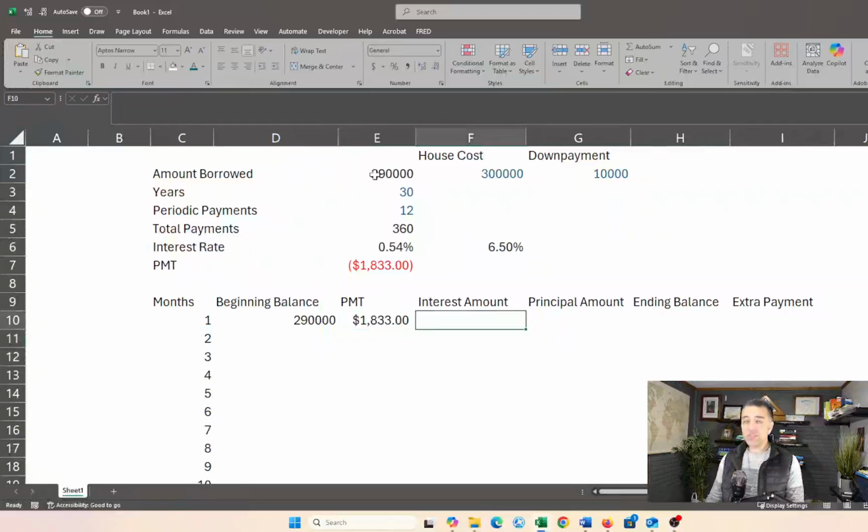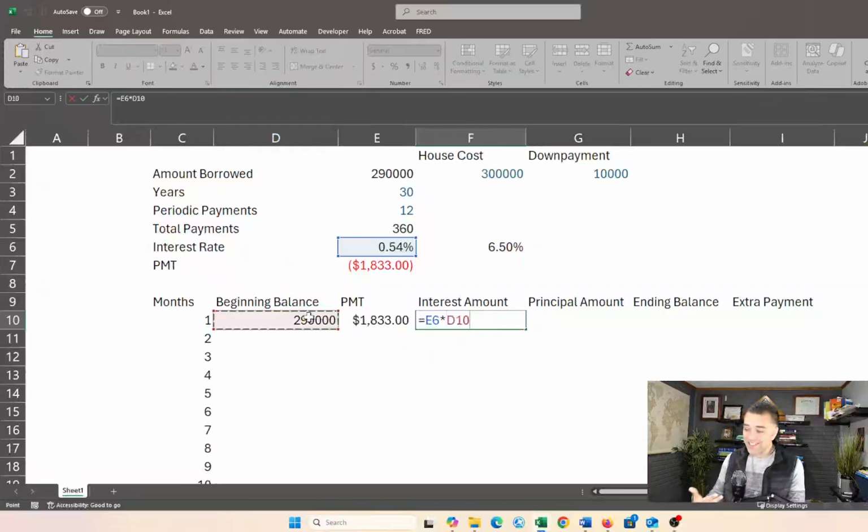Next, I want to know how much interest did I pay. So there's a couple ways of doing this. I'm going to show you the textbook way of doing things. It's the periodic payment, and I'm going to multiply that times the balance, the beginning balance, how much I still owe.